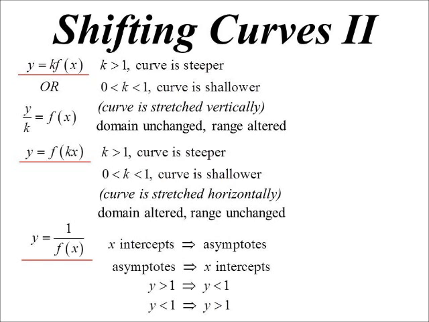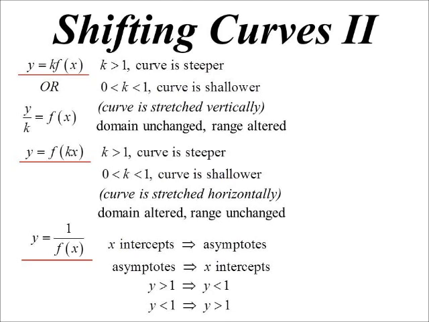Reciprocal graphs. If I was to turn a graph upside down, some interesting things happen. The x-intercepts will become asymptotes because it did have a y value of 0, but now it's 1 over 0, which is undefined, so they become asymptotes. And the reverse must be true. If the original graph had a vertical asymptote, then if I turn it upside down, it'll become an x-intercept. Anywhere on the original graph where the y value was greater than 1, if I turn it upside down, it will now become smaller than 1. And again, the reverse would be true. If the original graph was less than 1, it will now be greater than 1. So we can get some interesting graphs there.